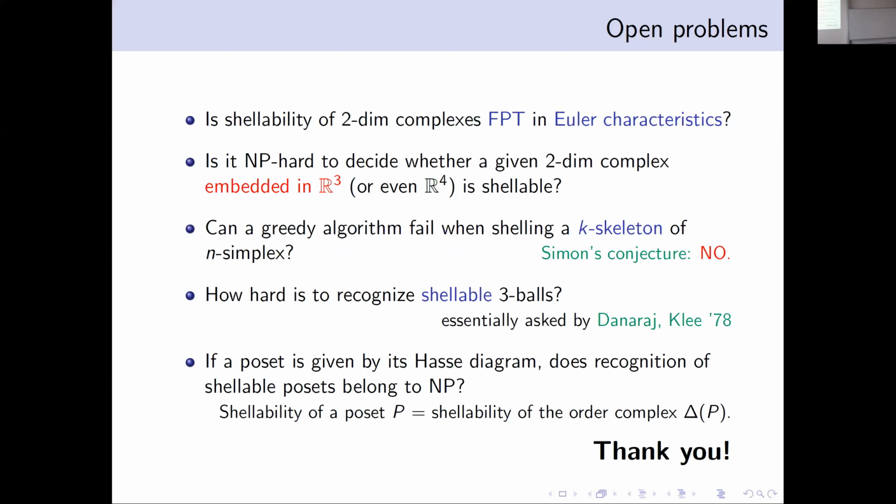and also trying to understand Simon's conjecture, which somehow people are getting more and more interested in, for some reason, I don't know why.